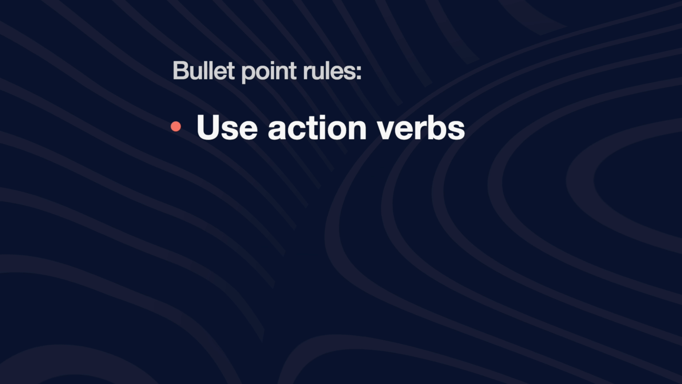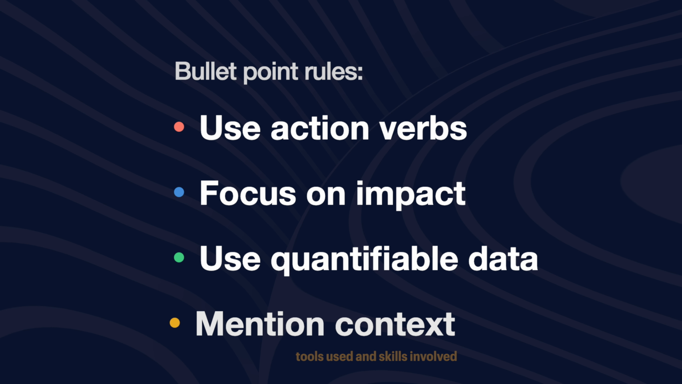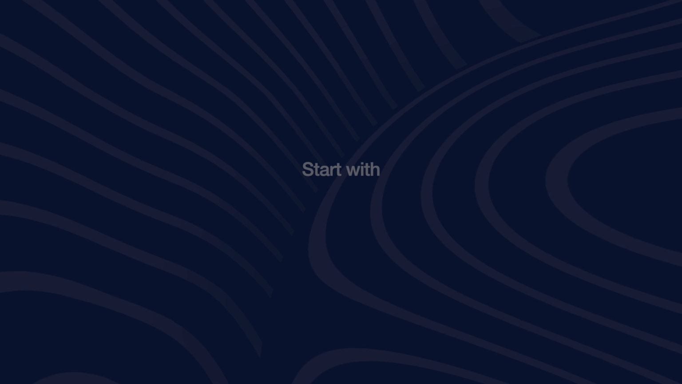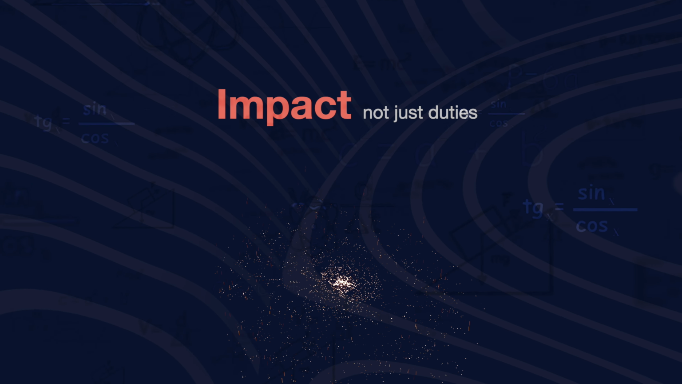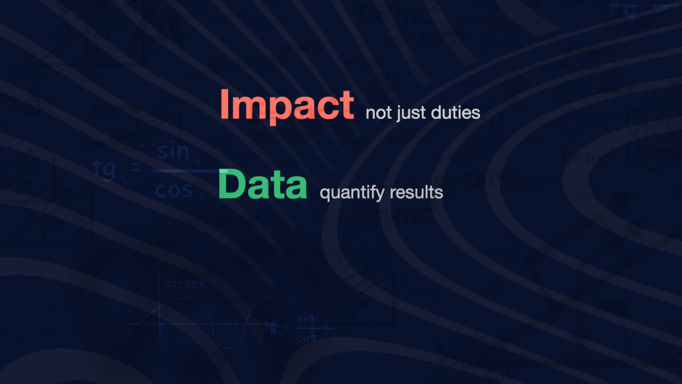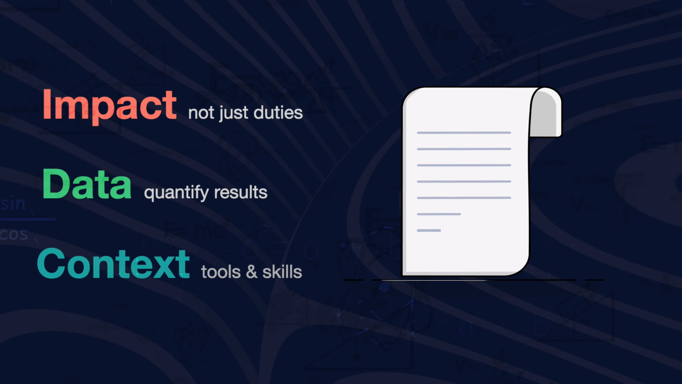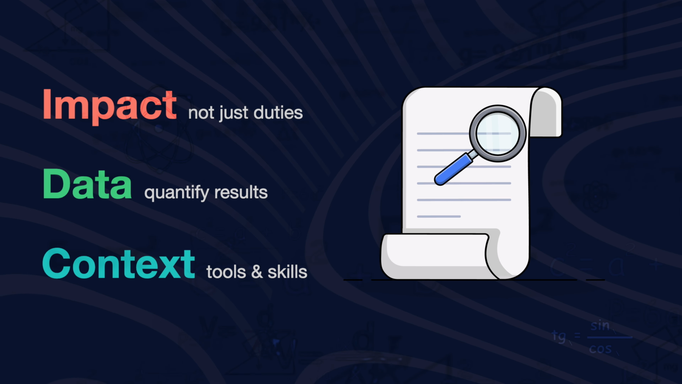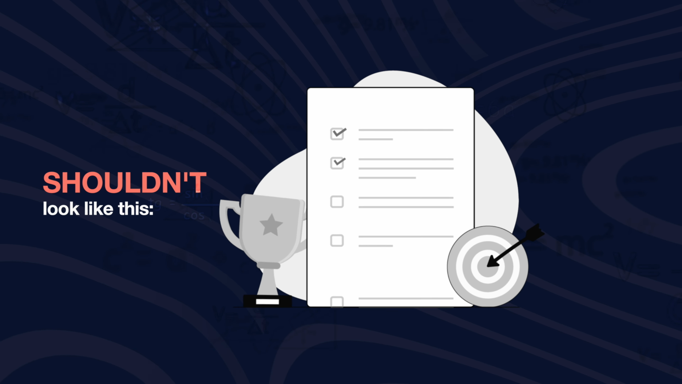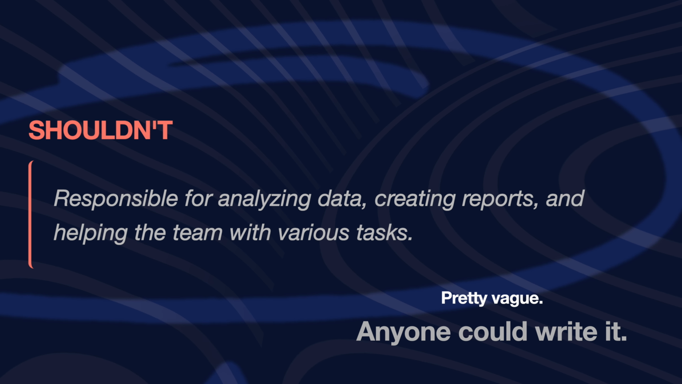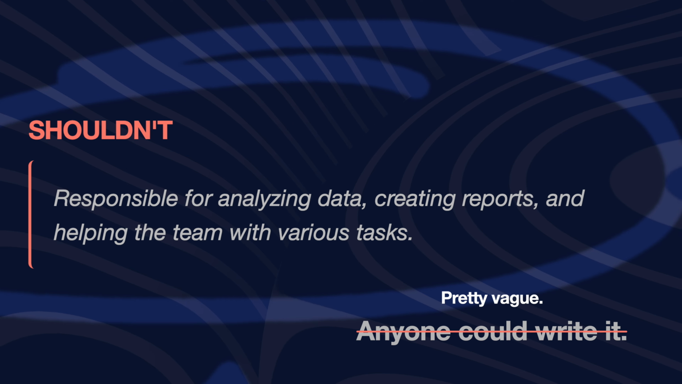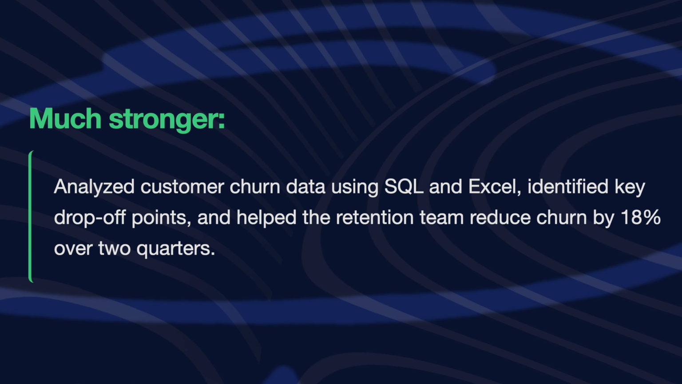Now, when it comes to the bullet points themselves, there are a few things to keep in mind. Start with action verbs. Focus on the impact you've had, not just what you did day to day. Use quantifiable data anywhere you can. And mention context, meaning what tools you used and what skills were involved. Here's what a bullet point list describing your past jobs shouldn't look like. Again, this example is pretty vague. Anyone could write it. Now compare it to this.